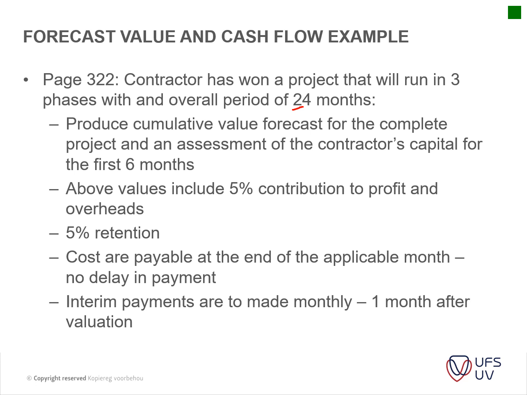Okay, the above values include 5% contribution to profit and overheads, and then you've got 5% retention. Then you've got a cost. Costs are payable at the end of the applicable month. No delay in payment. Okay, please take note of that. And they made it quite an optimistic one, so there's no delay in payment. Interim payments are to be made monthly, 1 month after the valuation. So you've got 30 days after you submit your claim that you're being paid. Okay.